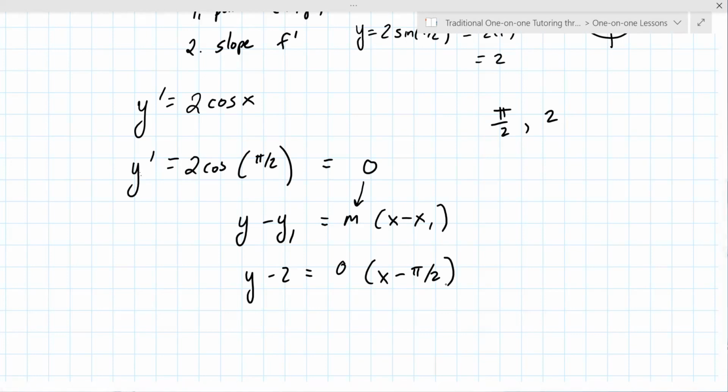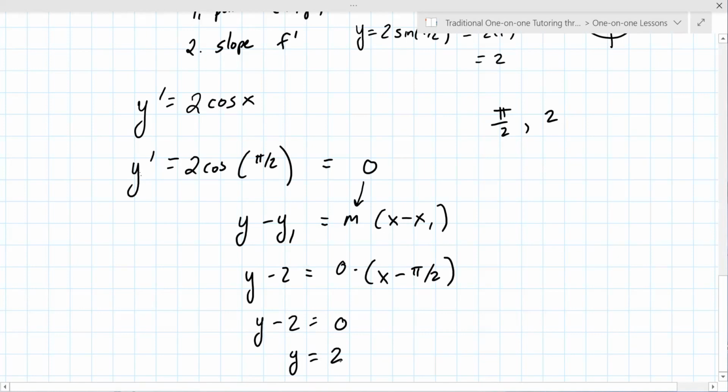Okay. And that's the tangent line? Yeah, now you wouldn't leave it like this. The right-hand side goes to 0, because 0 times anything is 0. So then y equals 2. Oh, okay. What's the other one? Oh, normal is the other one, right? Yes. Okay. All right.